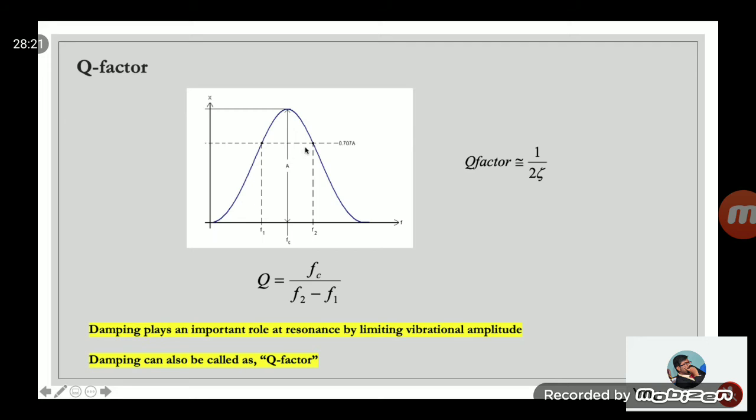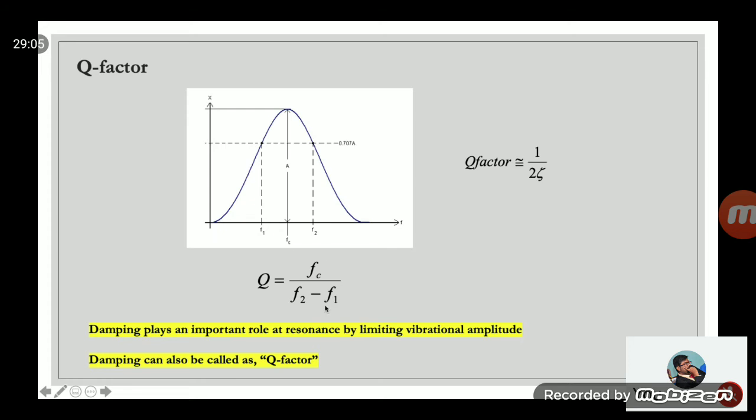And then you take 70%, draw a line at 70% of the maximum amplitude, and it will cut at 2 points in the curve. Drop those 2 points, then you have two sideband frequencies, F1 and F2. So the Q factor is defined as FC, the central frequency or the natural frequency or critical speed, I'll talk about it later, divided by the difference between the two frequencies, F2 minus F1. So this is called the Q factor, and this is well known in the industry.